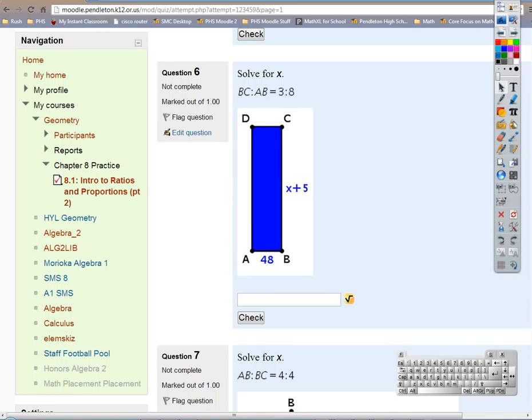If we know that the ratio of BC, well, that's this distance, to AB is 3 to 8, I can just set up a proportion there, right? That tells me BC is x plus 5. AB is 48. So x plus 5 over 48 must equal 3 over 8, right? Now I can just cross multiply and solve for x. Get the idea? Okay? All right.